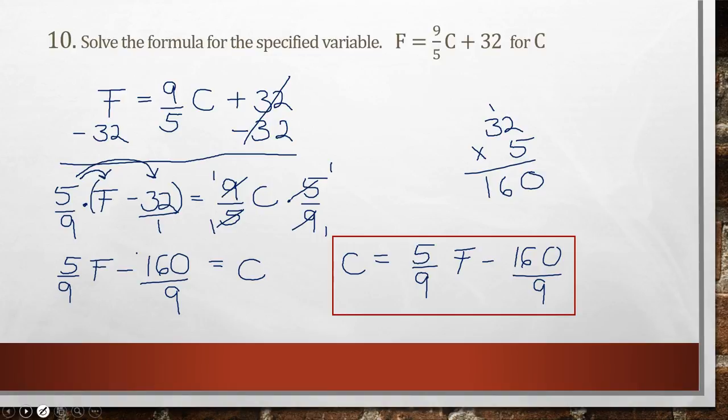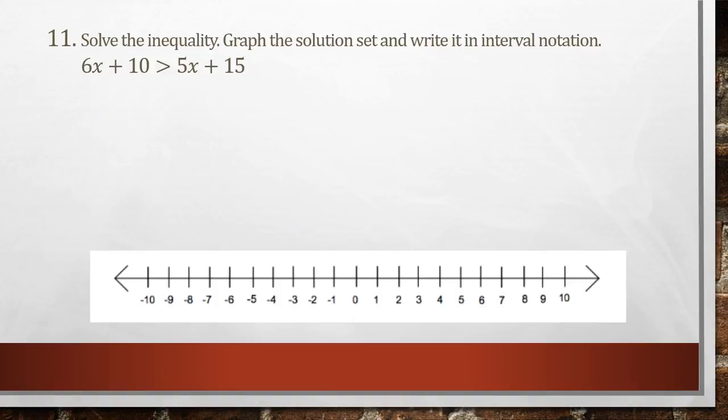All right, let's move on to number 11. Number 11 says, solve the inequality, graph the solution set, and write it in interval notation. So we need to solve this just like we would an equation. We're going to get our x's on one side of the inequality and our numbers on the other side.